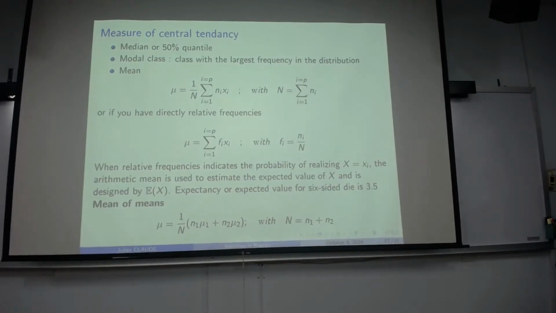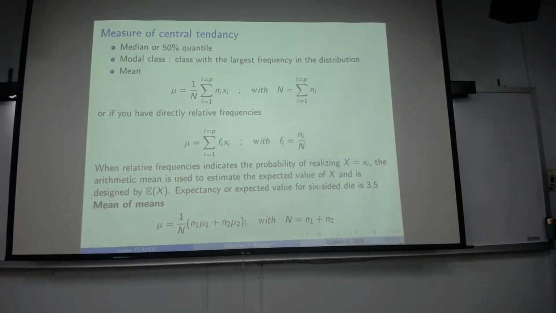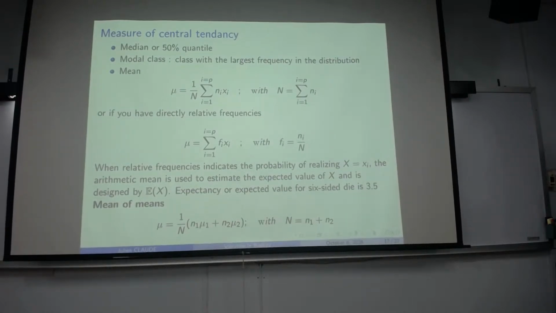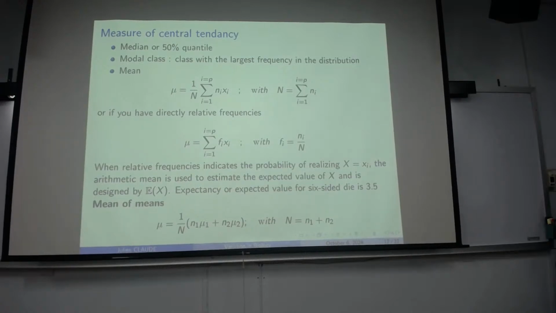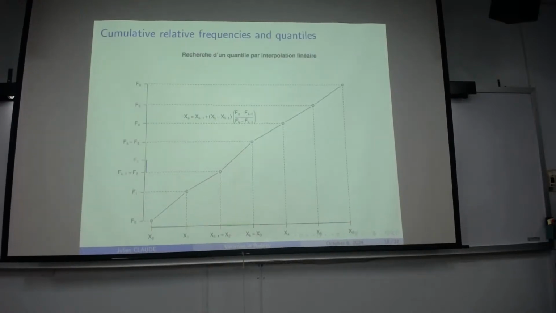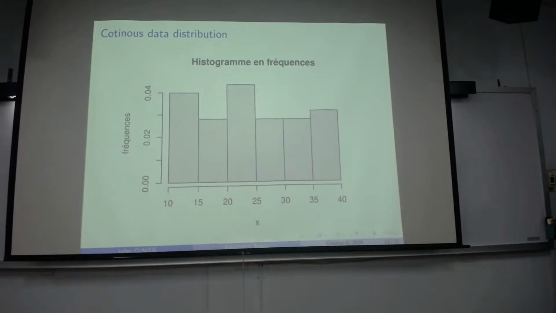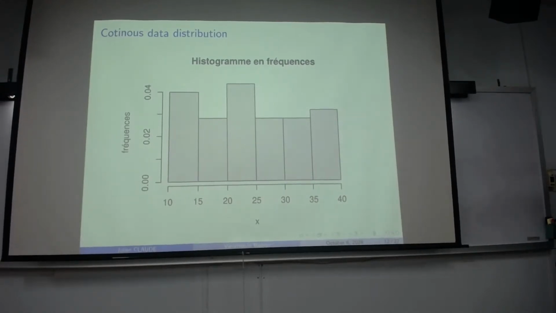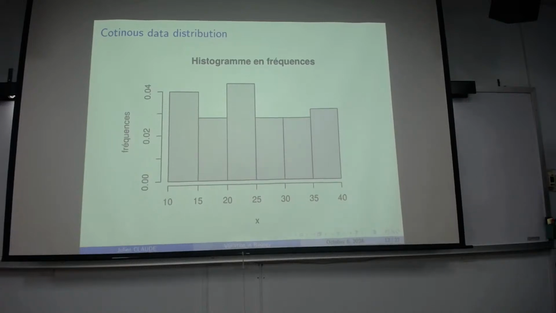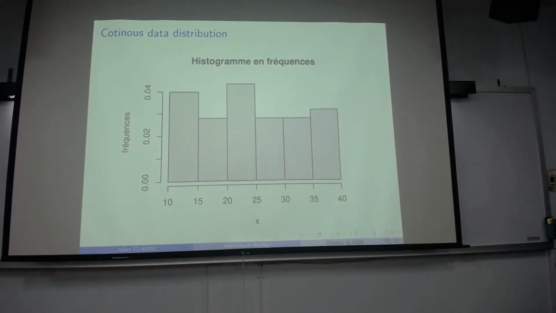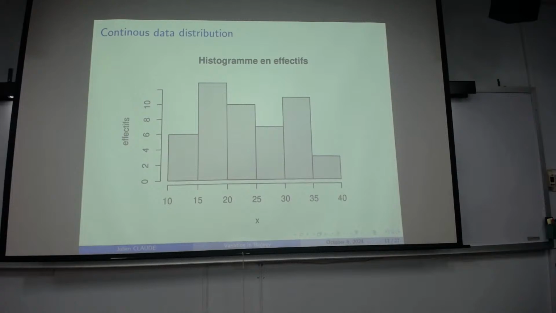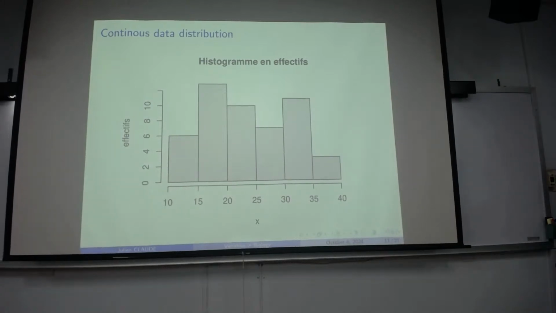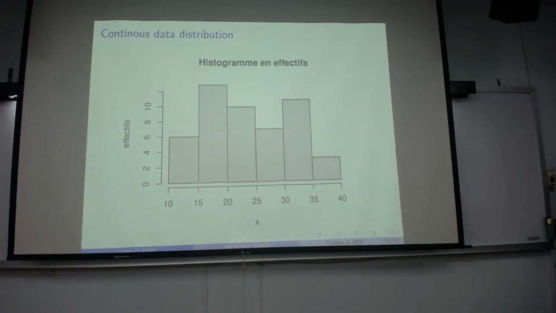So if I go back to what I said, we can also describe central tendency by telling which class is the class with the majority of observation. This class is not necessarily the median. You see that here, the class with the majority of observation is between 20 and 25. We call that the modal class. If I show you another example, here the modal class is between 15 and 20. Okay.